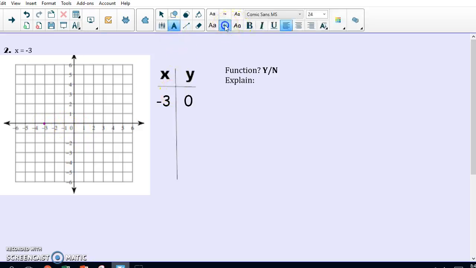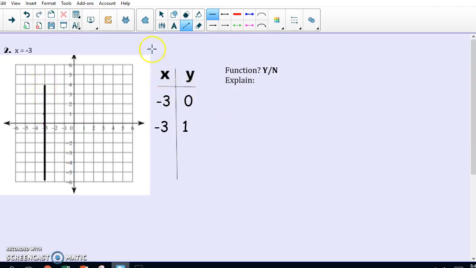Let's add another point. Once again, my equation says x equals -3. So I know my first x value is going to be -3. I can choose any y value that I want to go along with this. Let's say my next y value is 1. If I plot that point, I have at least 2 points for my line now. What kind of a line is this going to make? When I connect these points, it's going to make a vertical line.